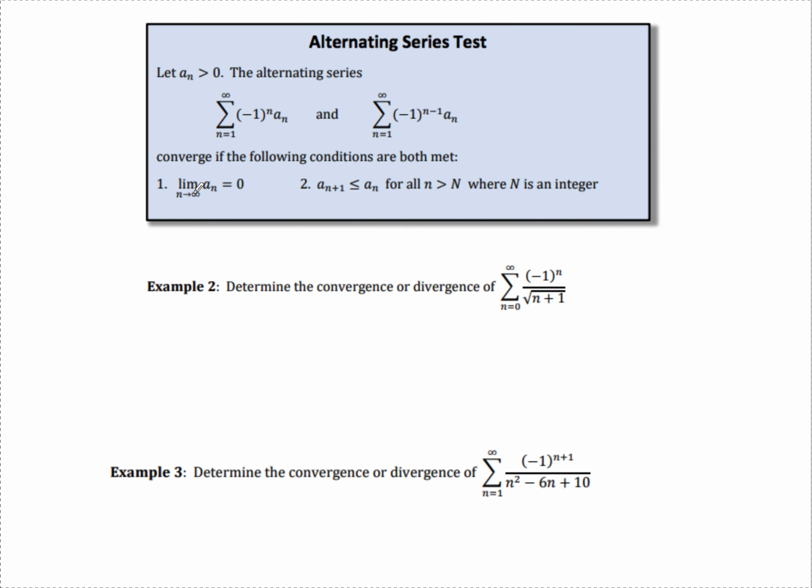If the limit as n approaches infinity of this inside term is 0, and a sub n plus 1 is less than or equal to a sub n for all n greater than big N, where N is some integer. So what does this mean? This means that eventually, if a sub n plus 1 is greater than a sub n, that means the a sub n part here needs to end up decreasing.